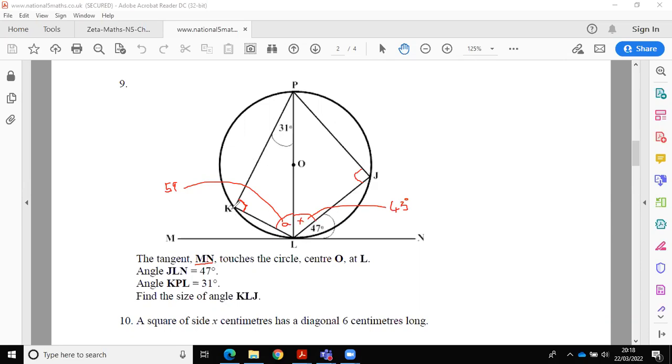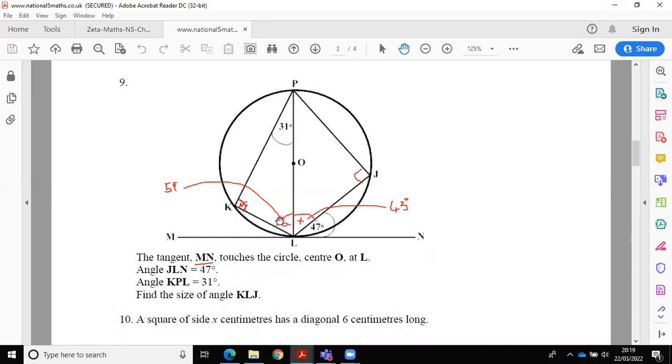KLJ. How is it 180 again? So all three angles in the triangle, any triangle, add up to 180. So that triangle created by P to L to K, then back, adds up to 180. So this angle here, plus the 31, plus that angle there, adds up to 180. So that angle there, that angle there, that angle there.